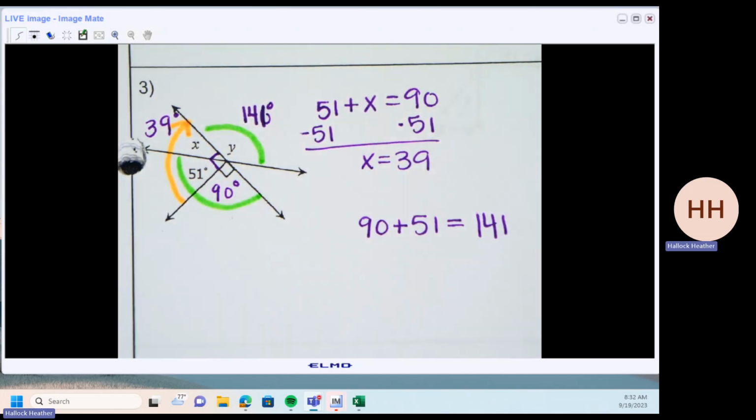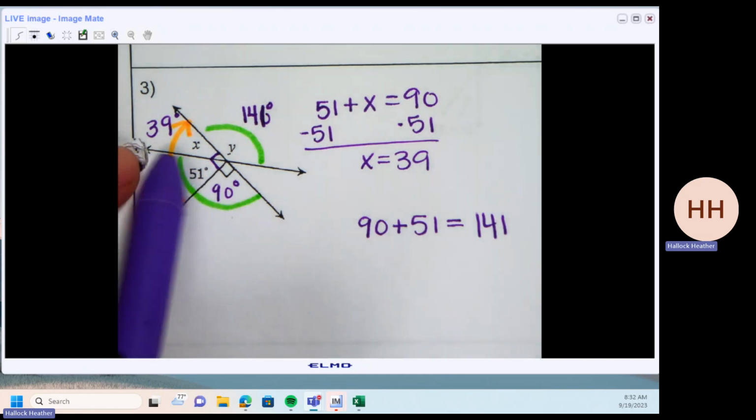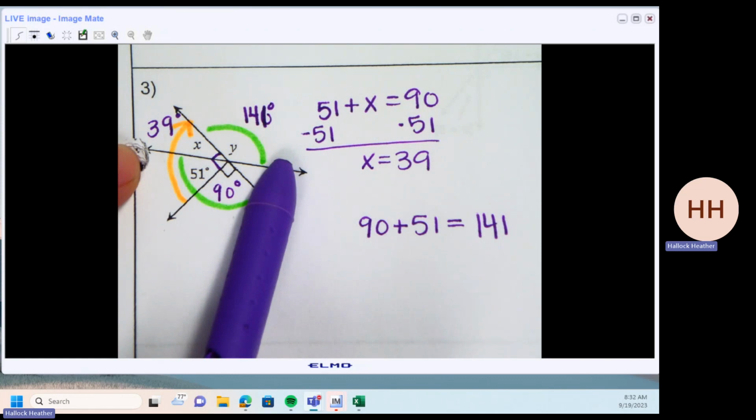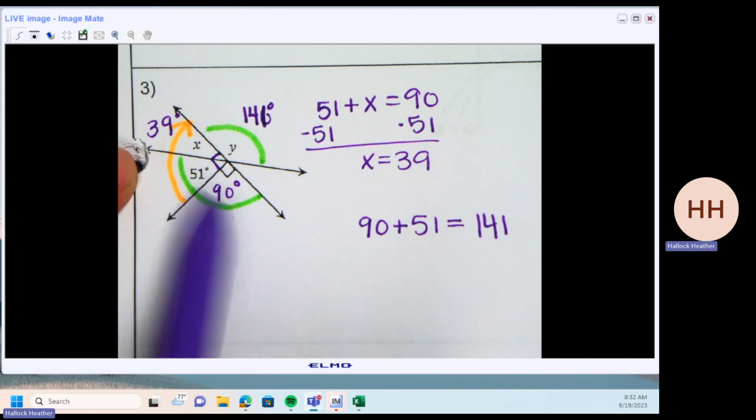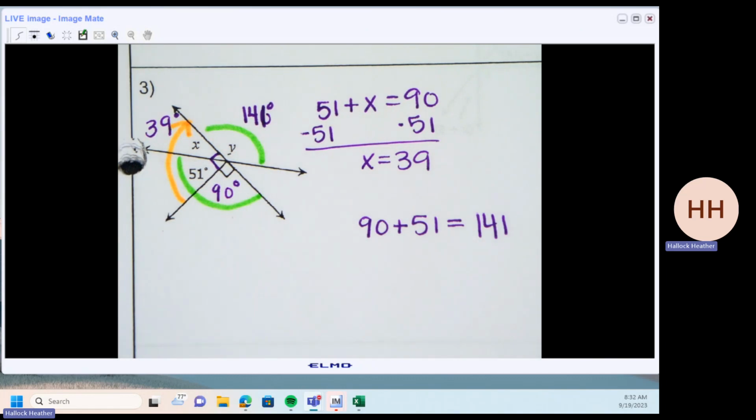Another way you could have got this answer is you could have thought about this as a straight line. A straight line adds to make 180. So 39 plus 141 would make 180. He thought about it as adding 51 and 90, which is perfect. These 2, if I add them together, it's a vertical angle. It still makes 141. So there's different ways to look at these and get the correct answer.